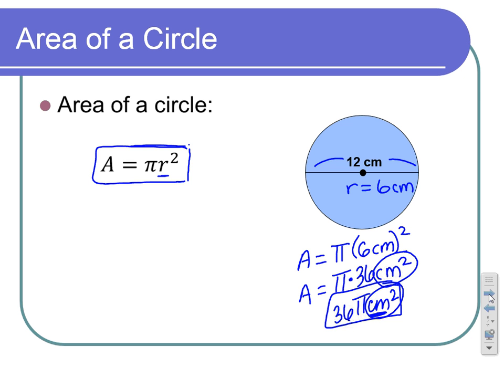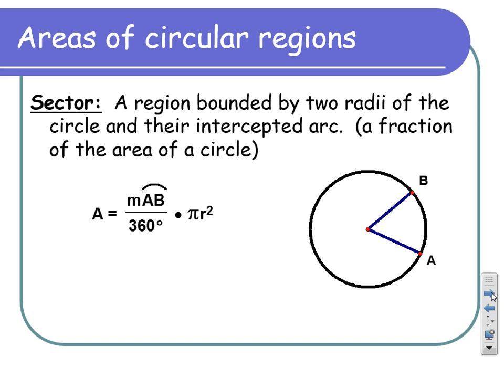The other thing we're going to talk about in terms of area is how to find the area of a sector. A sector is a region bounded by 2 radii. Here are my 2 radii that I'm highlighting in green, and the intercepted arc. Here's the arc right here. So this is the area that I'm looking at. It's kind of like a piece of pizza or a piece of pie. Basically, you're looking to find the area of that piece of pizza.